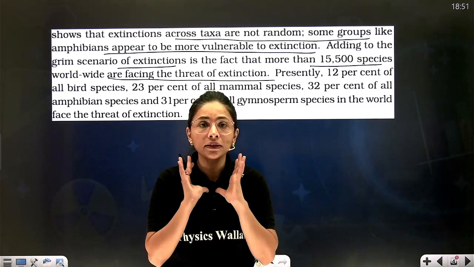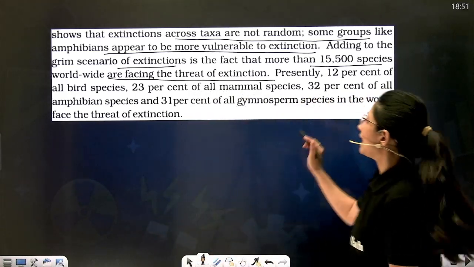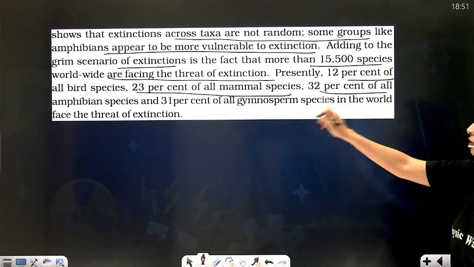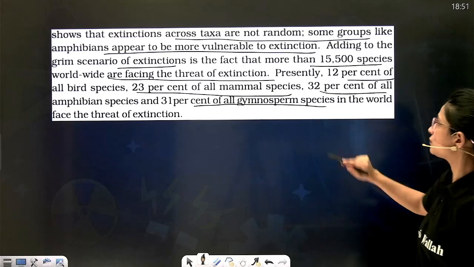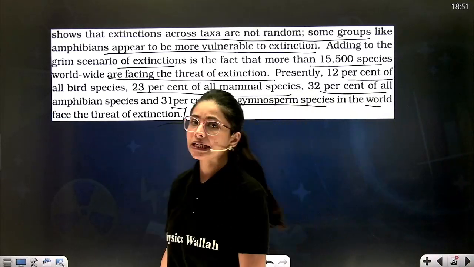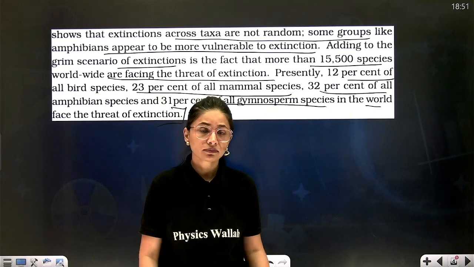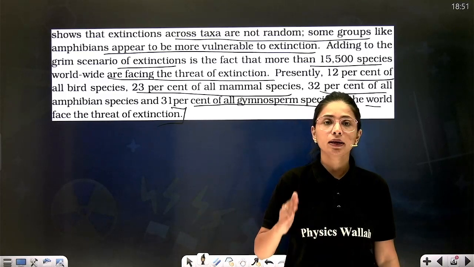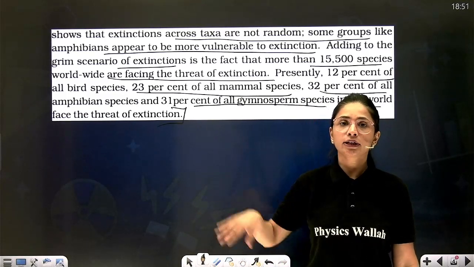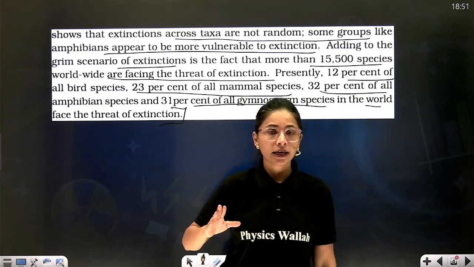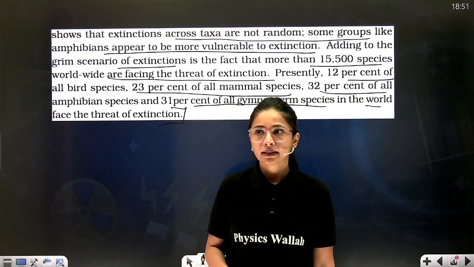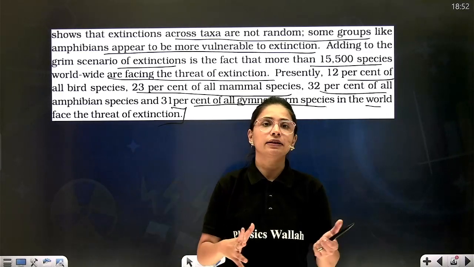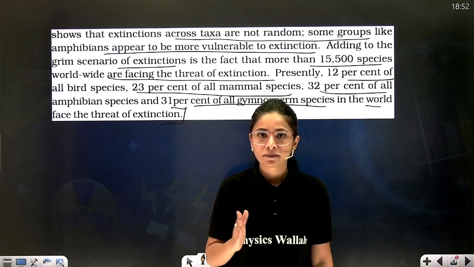in the upcoming years. Presently, 12% of all bird species, 23% of all mammal species, 32% of amphibians and 31% of gymnosperms in the world are facing the threat of extinction. So beta, all this data which is given in your NCERT is very, very important, and make sure that you learn all of it. This chapter is mainly based on data, that what is the percentage of species getting extinct, kya bacha hai, and all these things. So basically this chapter is based on data which you have to remember.